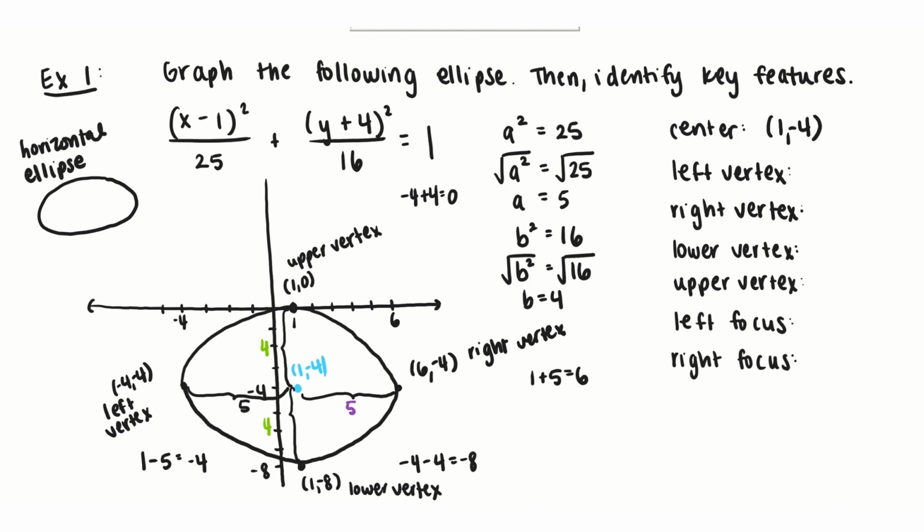And we can also see that it's a horizontal ellipse just by looking at the equation. Whichever number is greater, if the number is greater under the x term, then that will be a horizontal ellipse.